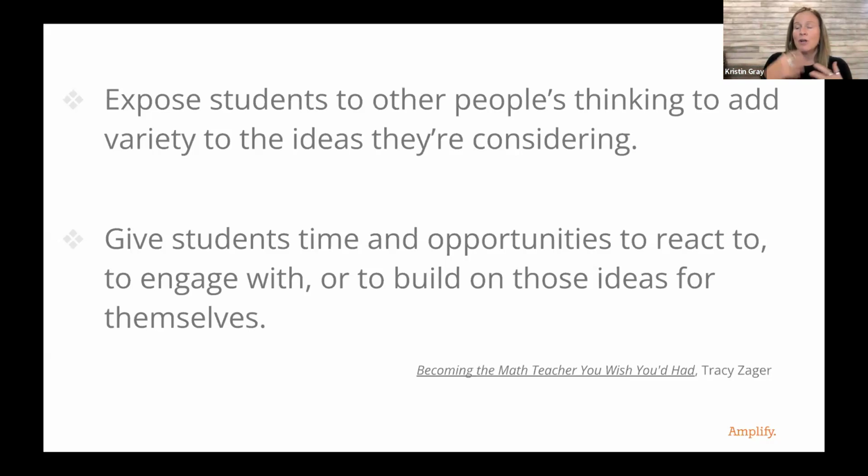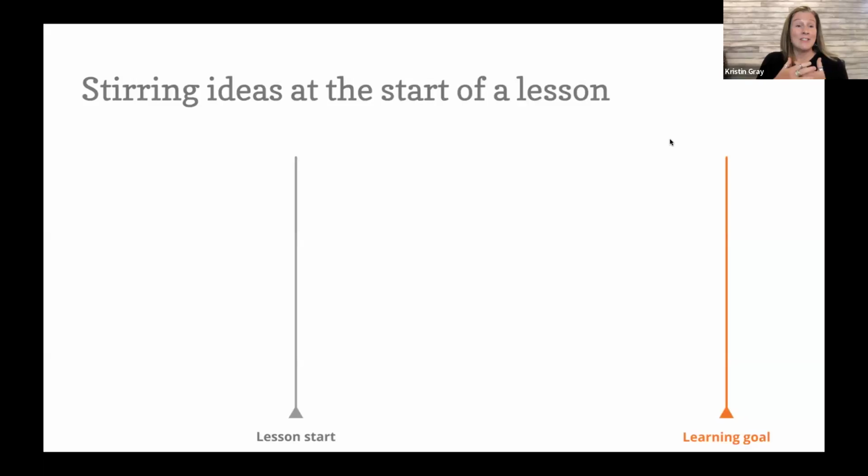So in this webinar, we'll be talking a lot about the different points and times, not at the end of the lesson. So we're going to assume the end of a lesson is a synthesis where students' ideas are being connected, but we're going to be talking primarily about how we stir the ideas during the entire class period. And that starts at the very start of a lesson.